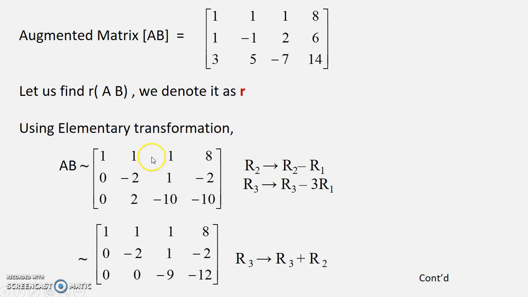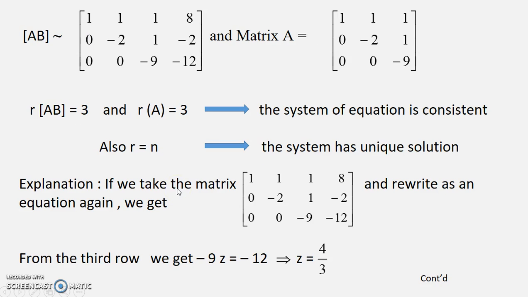Then 3 R1, when you subtract from R3, you get 0 here. So, finally we get this one. Now, this is to be converted to 0, so you can add these two elements. Finally we are getting this matrix. Even though we are not dividing this by 1, you can see how many non-zero rows are there: 3, correct? For matrix A also it is 3. So, rank of A as well as rank of AB is the same. So, the system is consistent.